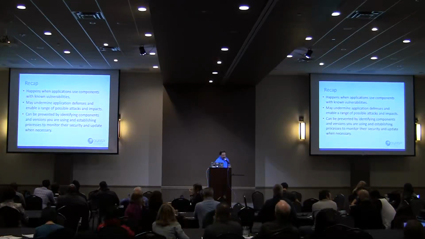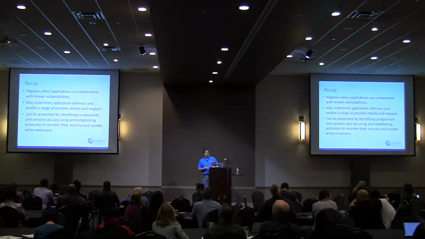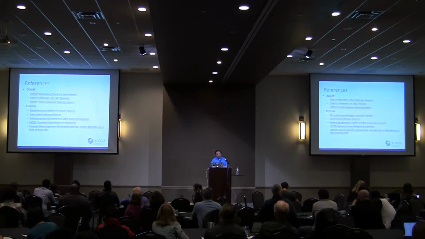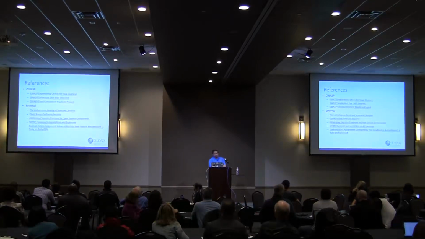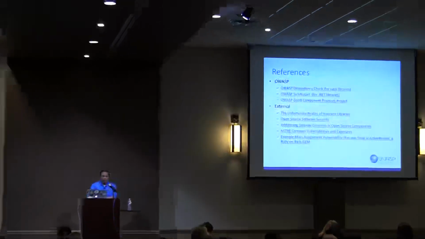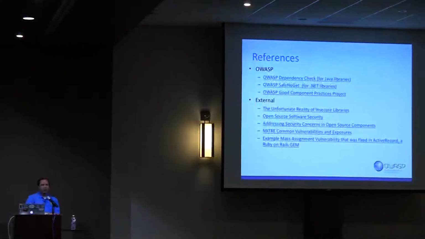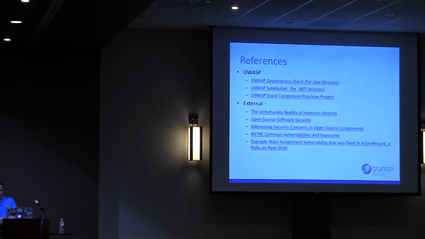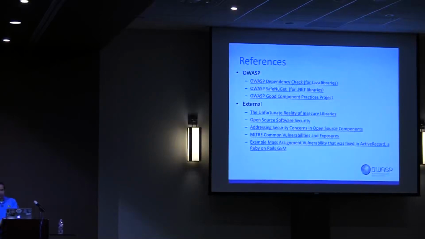All right, so to recap here, this happens when applications use components with known vulnerabilities, which may undermine application defenses, enable a range of possible attacks and impacts, and can be prevented by identifying components and versions you're using and establishing processes to monitor their security and update when necessary. And it looks like we do have OWASP Dependency Check here. Java libraries are there. There's something called SafeNuGet for .NET libraries. And then there's the OWASP Good Component Practices project, if you're interested in finding out more. I don't see anything in there specifically about wrappers.